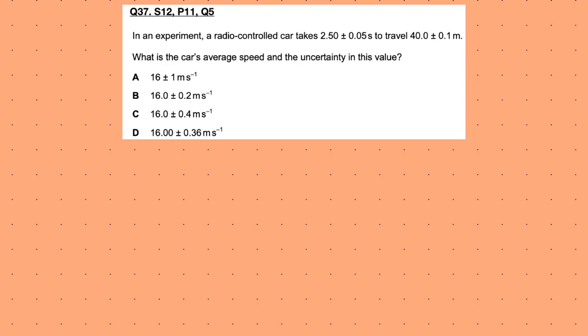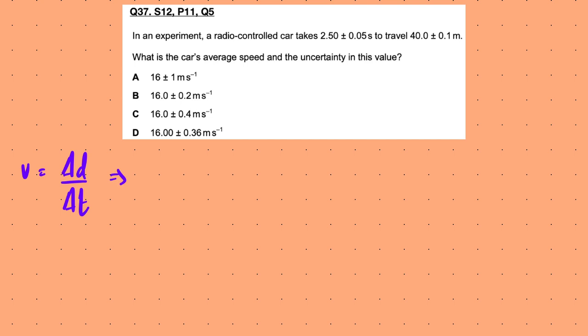Let's now have a look at this one. In an experiment, a radio-controlled car takes 2.5 ± 0.05 seconds to travel 40.0 ± 0.1 meters. What is the car's average speed and the uncertainty in this value? So for the speed, we know that the formula is change in distance over change in time, or for now, if we say distance over time, it doesn't really make a difference.